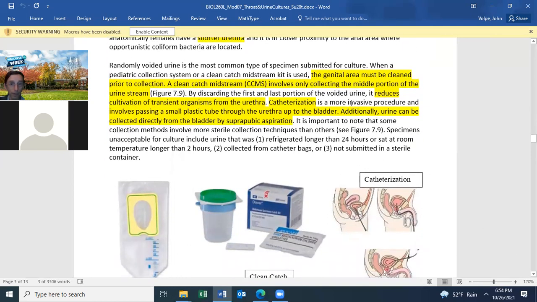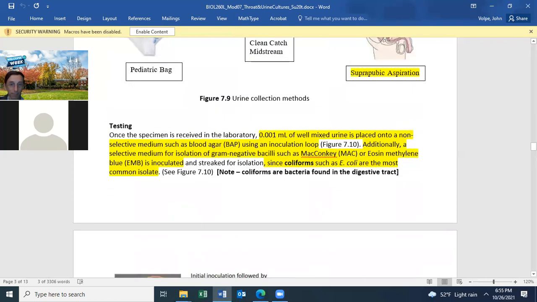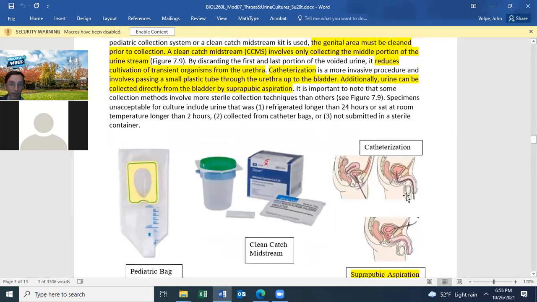There are 3 ways to collect a urinary specimen. Patients prefer the clean catch midstream, which involves urinating and only collecting the urine in the middle of the urine stream. You clean the urethra beforehand, and then you urinate, and then you collect it midstream, and that's called clean catch midstream. Patients much prefer that to sticking a catheter up the patient and then getting the urine specimen.